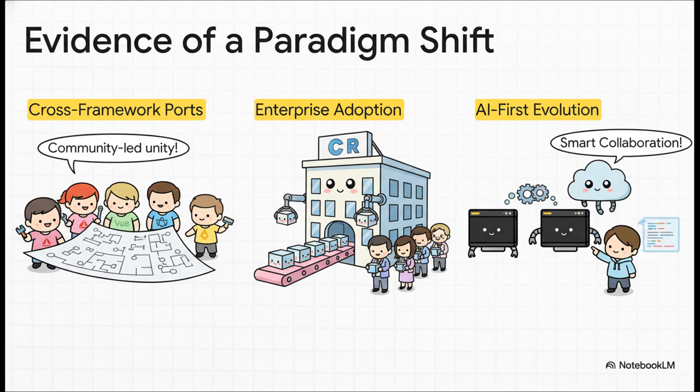And we have concrete evidence of this shift happening all around us. Just look at the community-led ports for Svelte, for Vue, for Angular, and even for React Native. Big enterprises are now building their own private registries to distribute their internal components. And as we just saw, the CLI itself is evolving to be agentic. It's being built to collaborate with AI. This is a true paradigm shift in action.